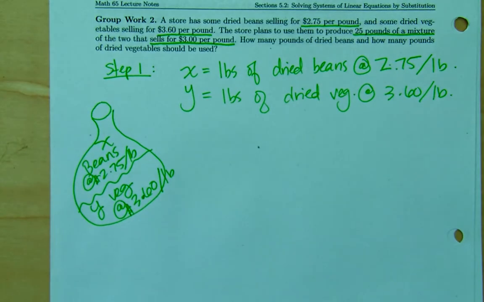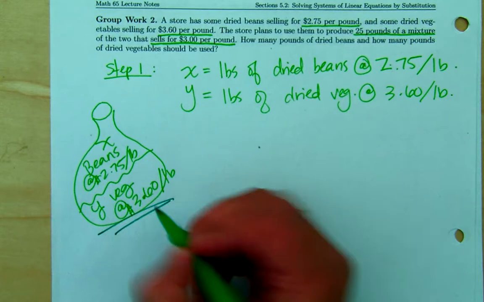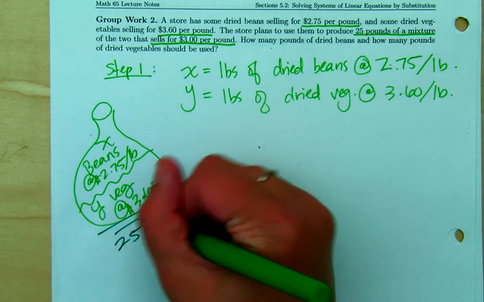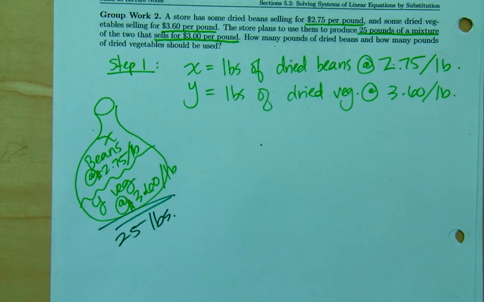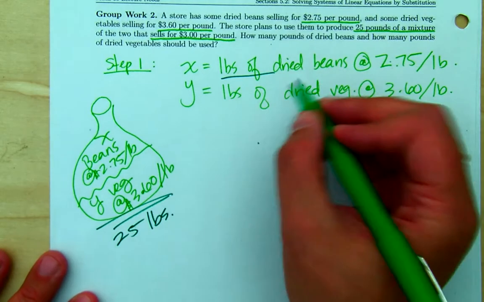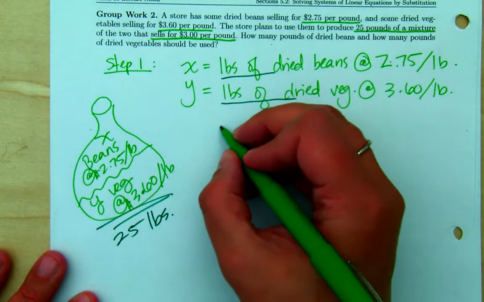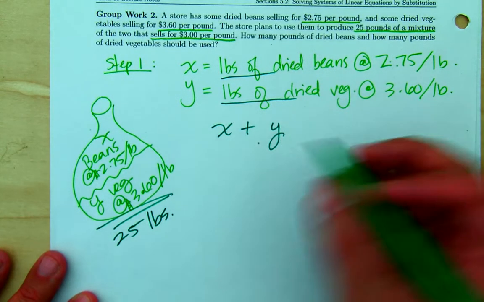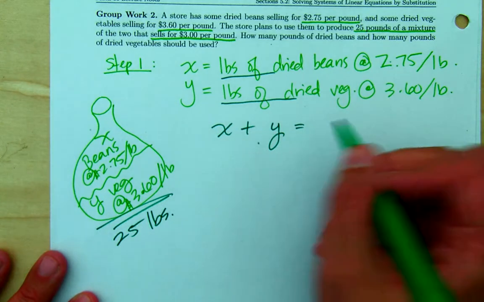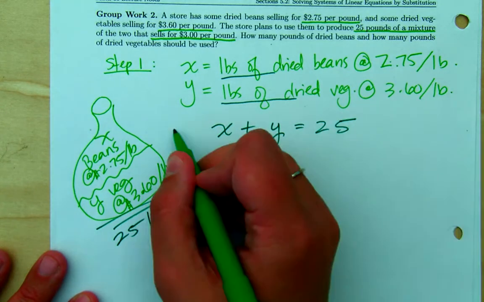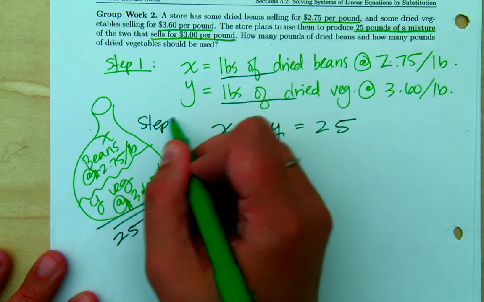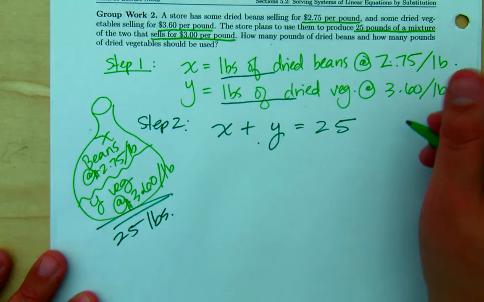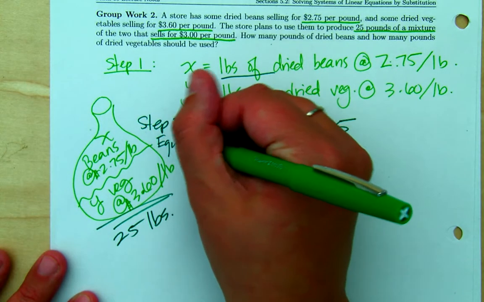So I don't know how many pounds of each, but do I know anything about the pounds of the bag? It's 25 pounds. So the total here, total 25 pounds. So what do I know? If I have pounds of beans and pounds of vegetables together, if I add those two sets together, I'm going to get 25 pounds. So that's step two, write your equations, right? Equations.